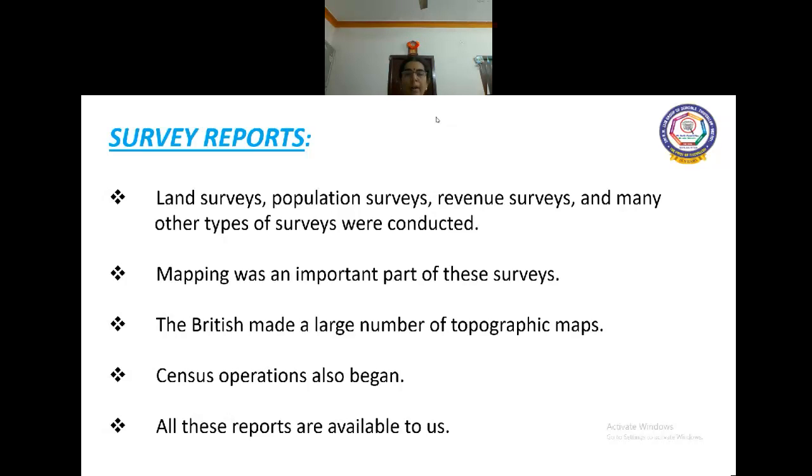So all these were recorded and documented for future references, and they kept everything in their record rooms. So all the administrative departments had separate record rooms to keep all these records for future references. Mapping was an important part of these surveys. So they mapped everything and kept it for future references. The British made a large number of topographic maps also, that is, detailed maps of the surface features of the lands. And census operations also began in their period.